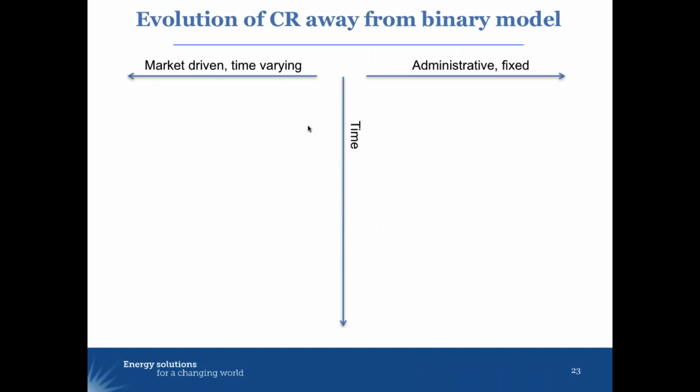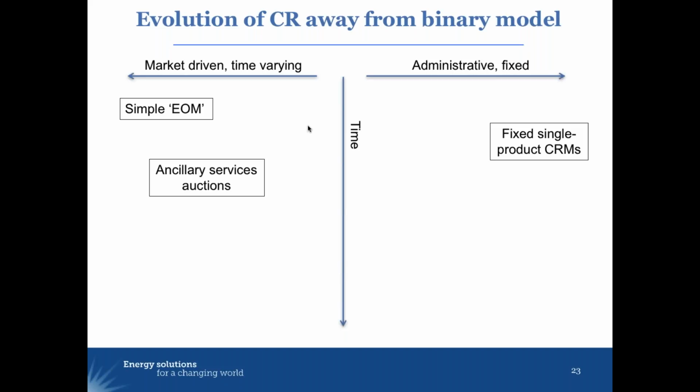And now, just quickly moving to a close, if we look across the patch of how things have moved over time, it's interesting to see against these two models: market-driven, time-varying remuneration of capacity resources versus administrative fixed payments. So we implemented these markets, and they were, call them, simple energy-only markets. Then people started to, at various junctures for various reasons, adopt fixed single-product capacity markets, undifferentiated capacity value.